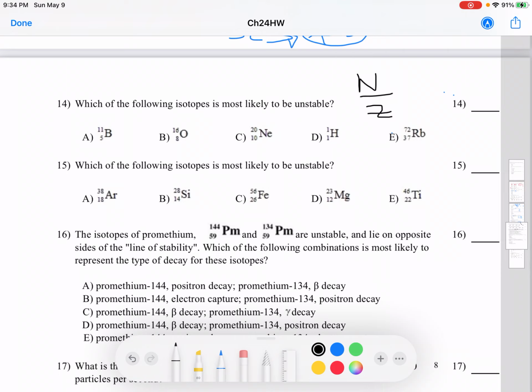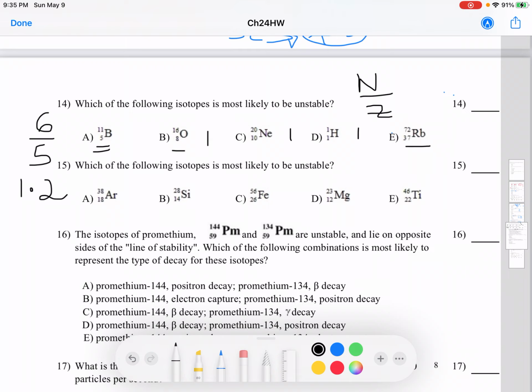N over Z ratio. What's the number of neutrons in boron? Mass number 11, number of protons 5. So 11 minus 5 would be 6 over 5. So 6 over 5, 1.2. And this one, 16 minus 8 is 8. 8 over 8 is 1, N over Z. This is also 1. This is also 1.